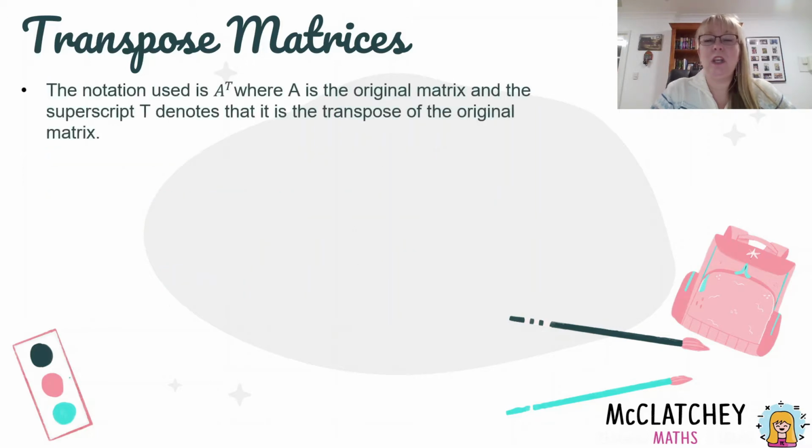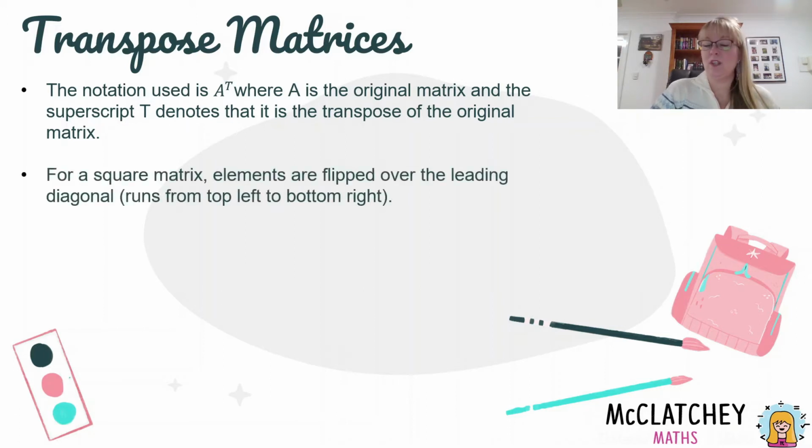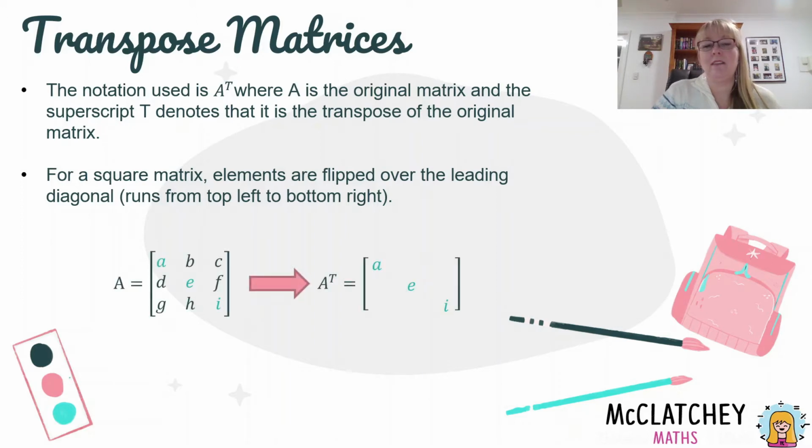Let's see what that looks like with the way we notate that. So we've got our original matrix. If it's notated as matrix A, we've got A with a little superscript. It's not really a power, it's a superscript of T, and that says that that's the transpose of the original matrix. So for a square matrix, which is what we're mainly doing here with our senior mathematics, we are flipping our elements over that leading diagonal, which runs from top left to bottom right. So it's going to look something like this.